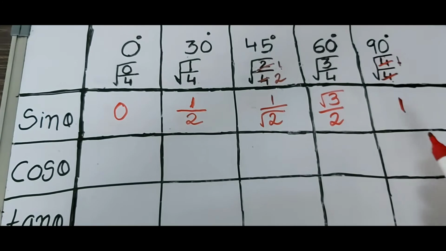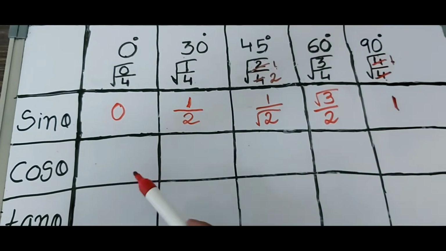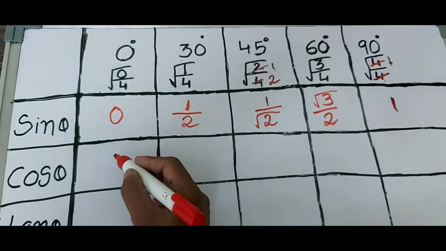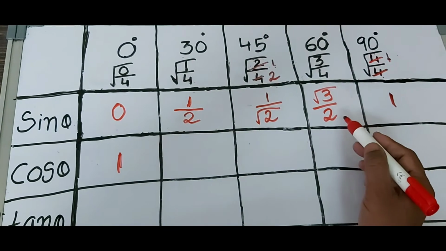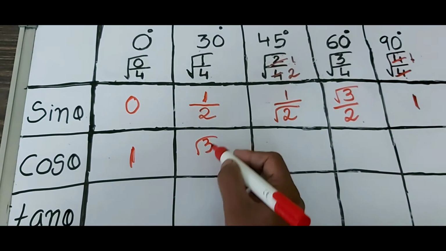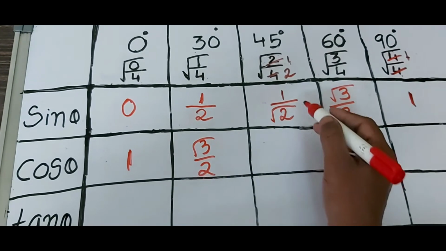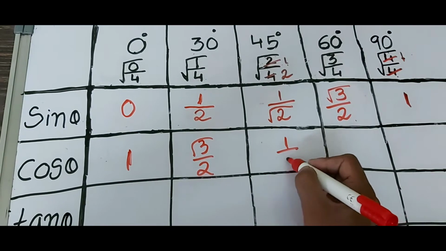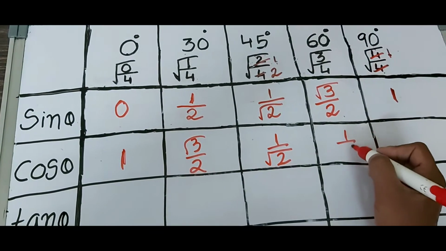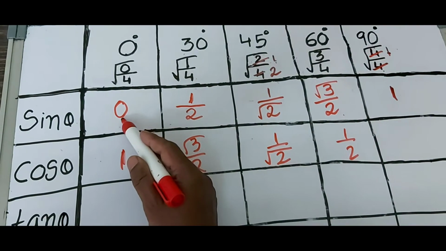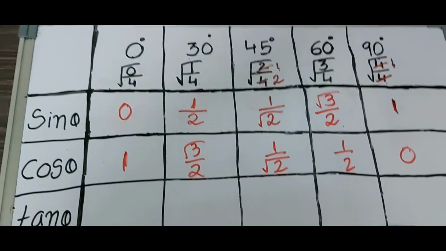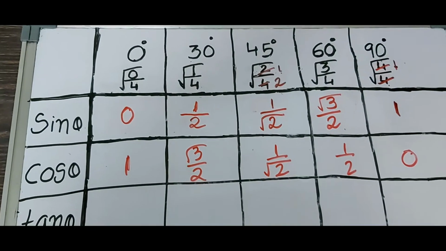Now simply write in reverse order to get the cos values. So 1 will be written in the beginning. Root 3 by 2 will come here. 1 by root 2. 1 by 2 will come here. 0 will be written at the end. So in this way we got cos values as well.